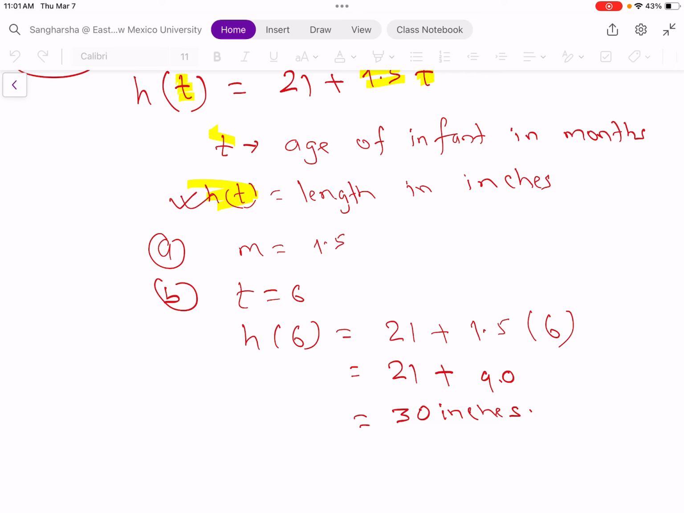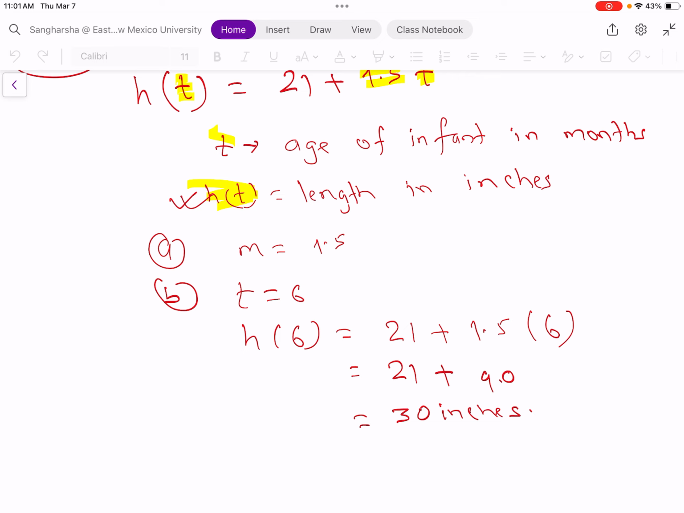In 61 you are given a graph. You are asked to find whether the graph is a function or not. You use the vertical line test. If it crosses more than once, then it is not a function. Okay, it has to cross exactly once.